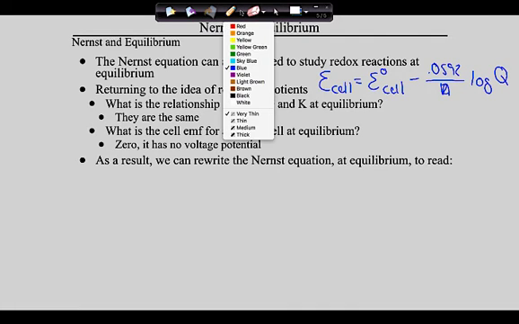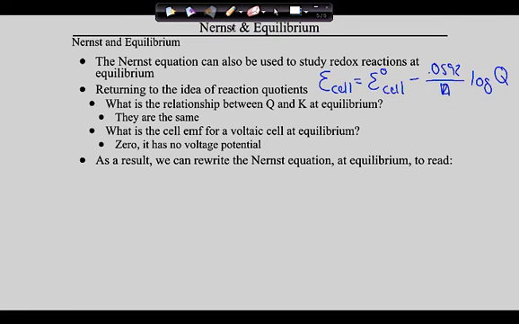You ready? Let's replace. We'll do this in red. So now we are going to rewrite the Nernst equation at equilibrium. What do we now know at equilibrium? First of all, what's true of Q and K at equilibrium? They're the same, so let's replace this with a K.